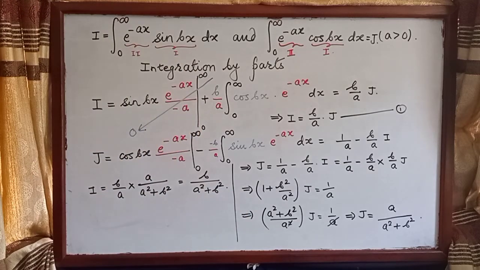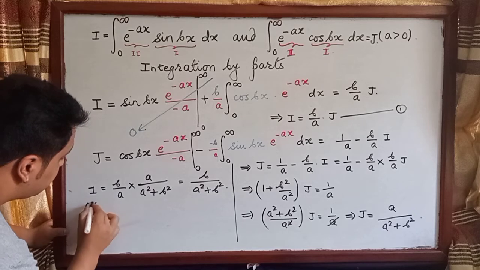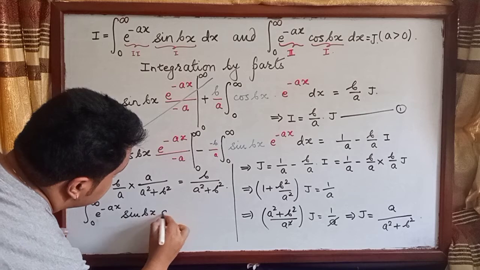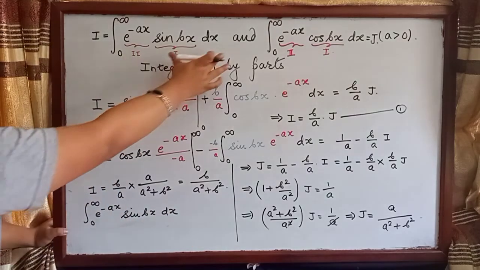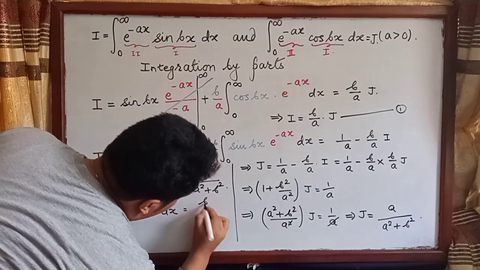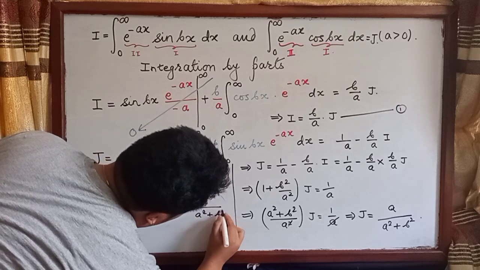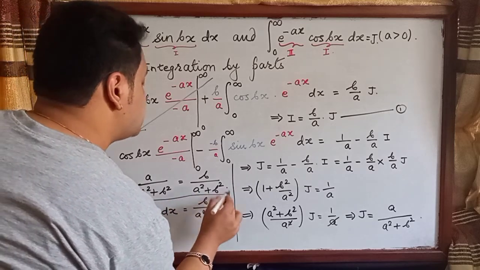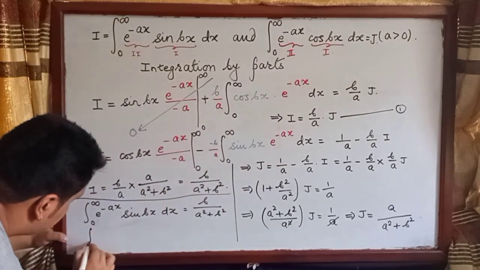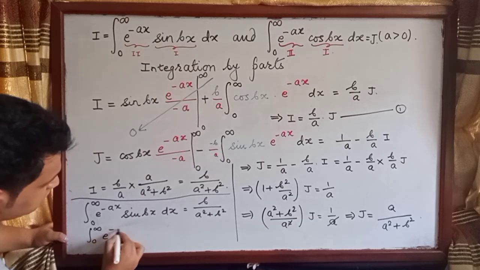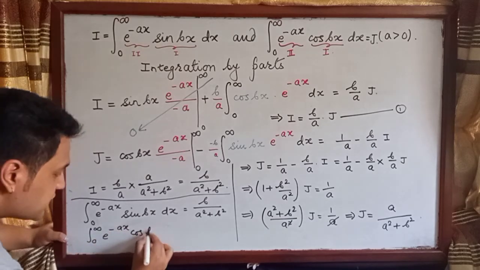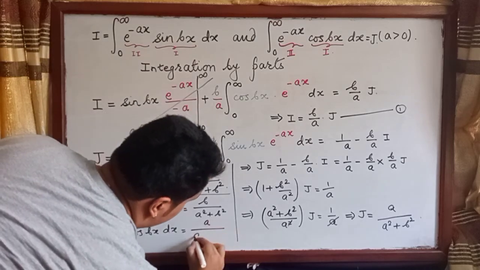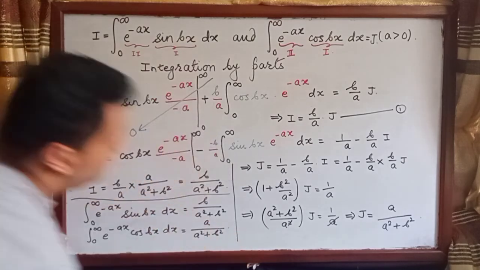So we've obtained that the integral from 0 to infinity of exponential of ax sine bx dx, which is I, is equal to b over a square plus b square, and since j is equal to this integral, the integral from 0 to infinity of exponential of ax cos bx dx is equal to a over a square plus b square.